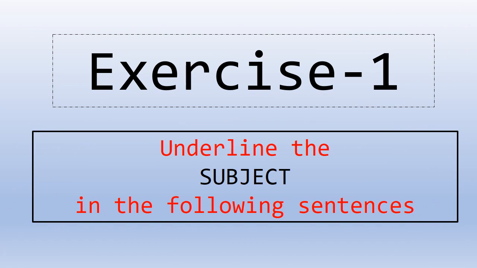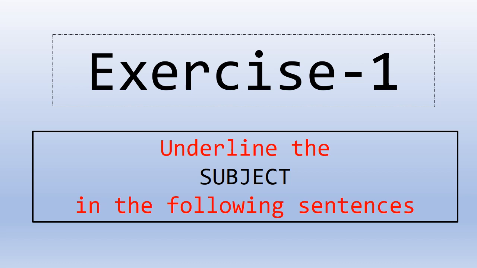There is exercise 1, and this exercise is based on underlining the subject in the following sentences. What you have to do, children, there are 10 sentences written, and in this exercise you have to underline the subject, only the subject. And this exercise you have to attempt in your grammar notebook, then you will check the answers from the next slide. Let's see number 1. What is that?